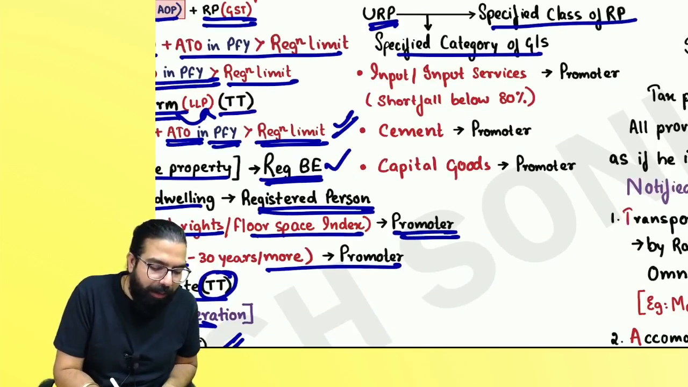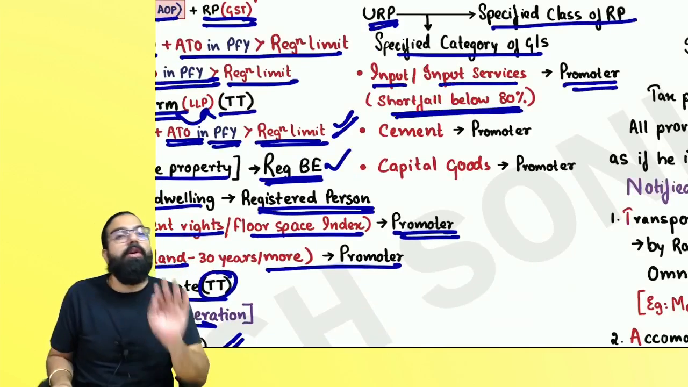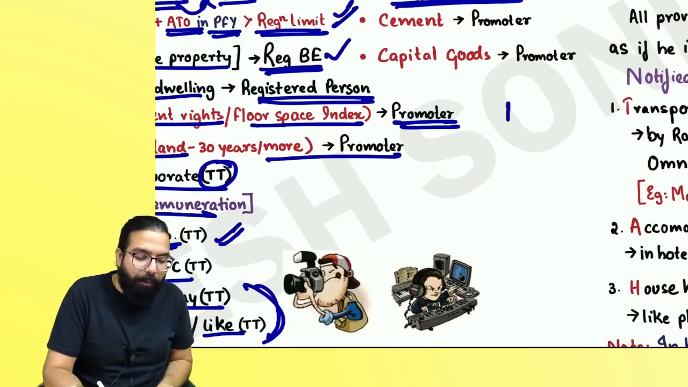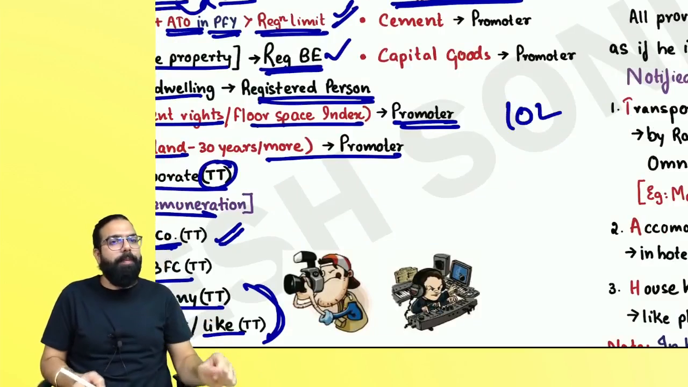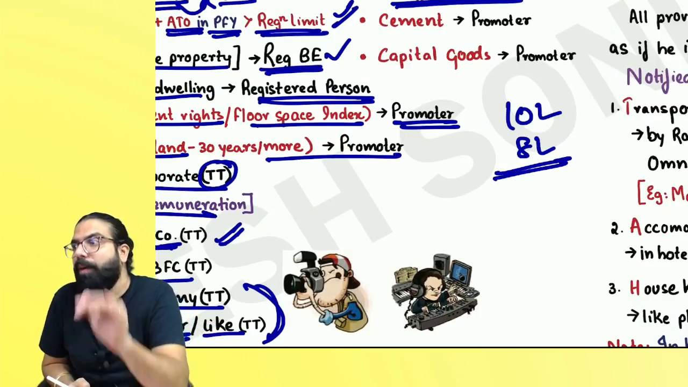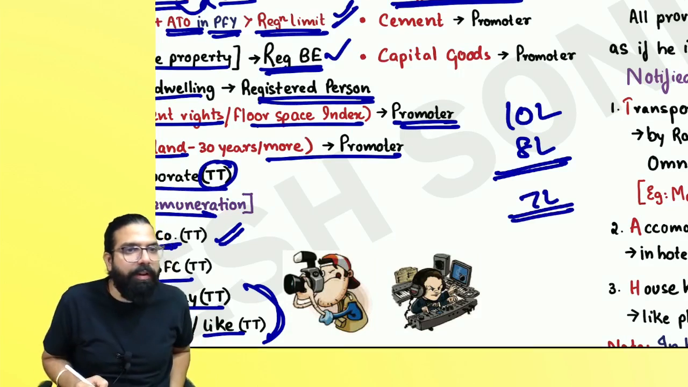And here we have inputs and input services if they are given to a promoter, and if there is any shortfall below 80%. For example, one promoter is making a project where the cost is 10 lakh rupees. Out of this, inputs and input services worth 8 lakh should be bought from registered persons. Supposing the promoter bought only 7 lakh worth of inputs and input services from registered persons.